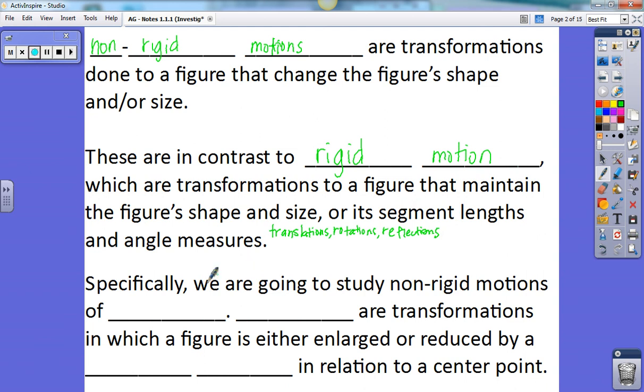Specifically, we're going to look at dilations. And dilations are transformations in which a figure is either enlarged or reduced by a scale factor in relation to a center point. And we'll talk more about the scale factor in a minute.